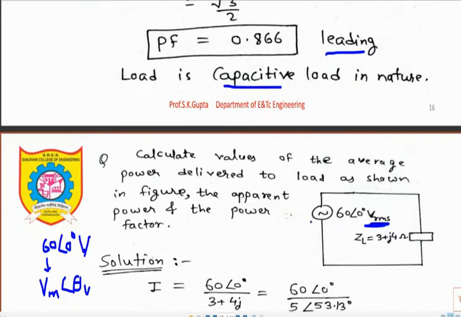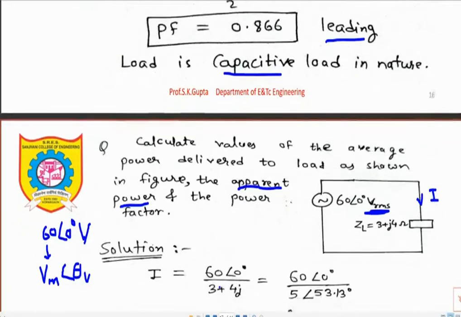Okay. So what is the formula for apparent power? VRMS into IRMS. So VRMS is available, 60. Now I should find out IRMS. Okay. So can I get the current here? We know Ohm's law, V equal to I into Z, I equal to V upon Z. This we need to convert into phasor form. So 3 plus 4j has magnitude 5. Angle is 53.13 degree.